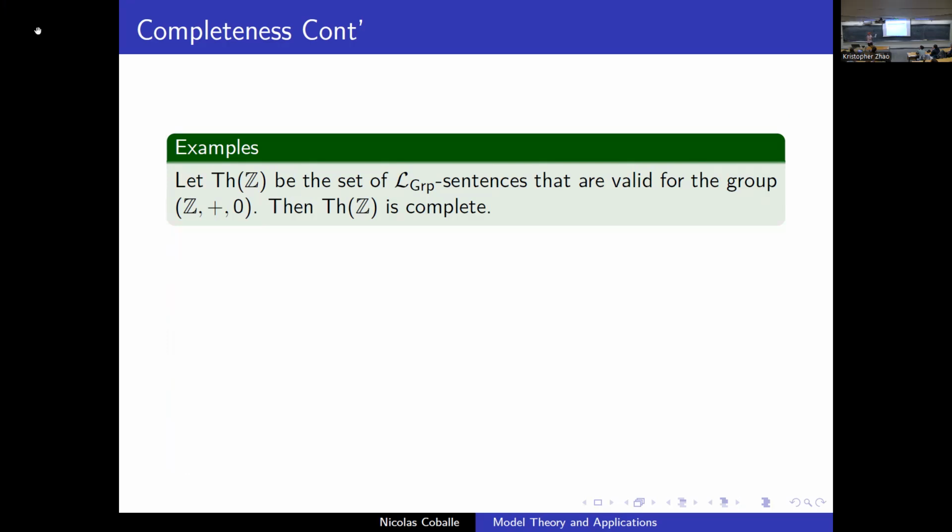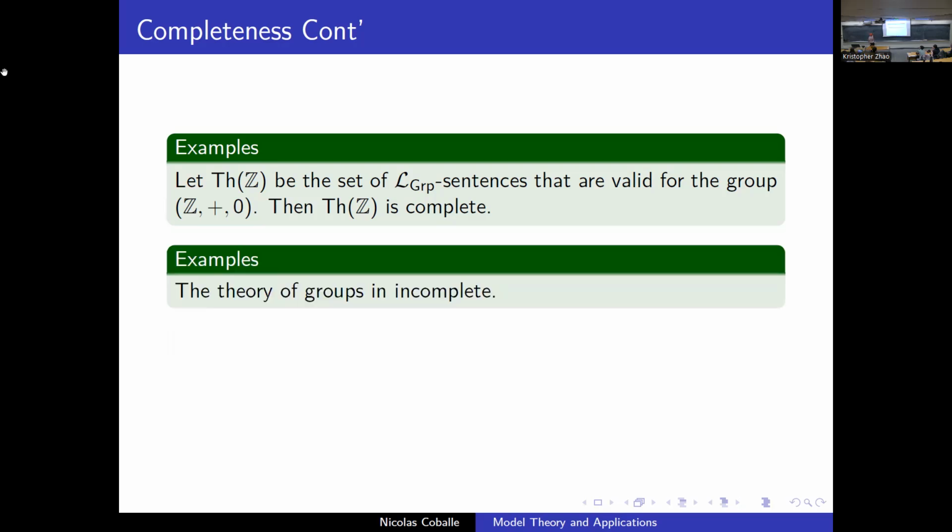So this is basically every single sentence that is valid for the integers as a group. And obviously this is complete because either a sentence is true or not true for the integers. Another example: the theory of groups is incomplete. Does anyone know why? There's a very trivial way to show this. Well, there are a bunch of ways to show this, but I think it's very funny if you show it this way.